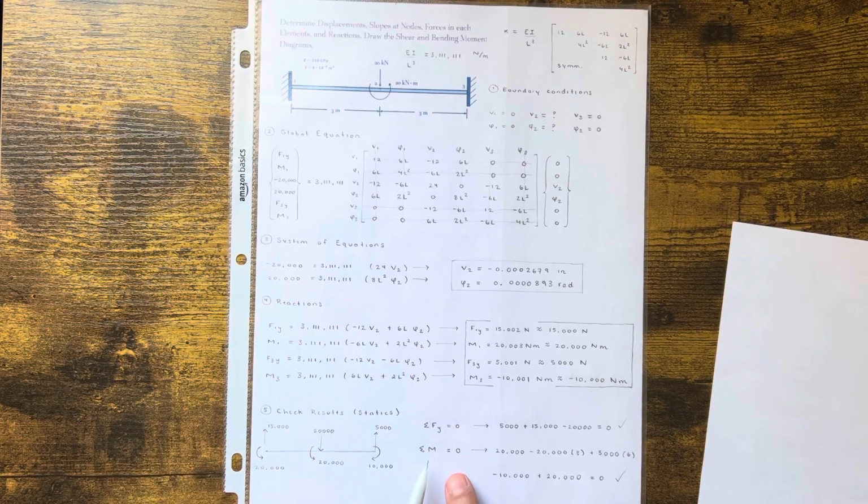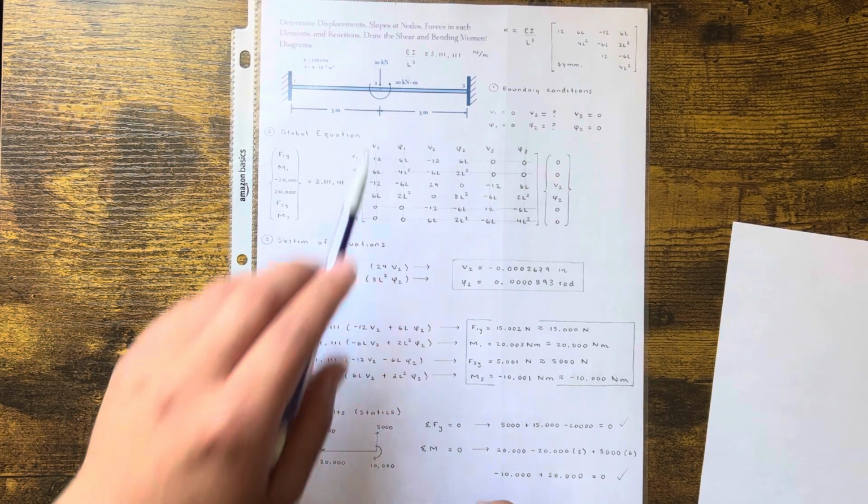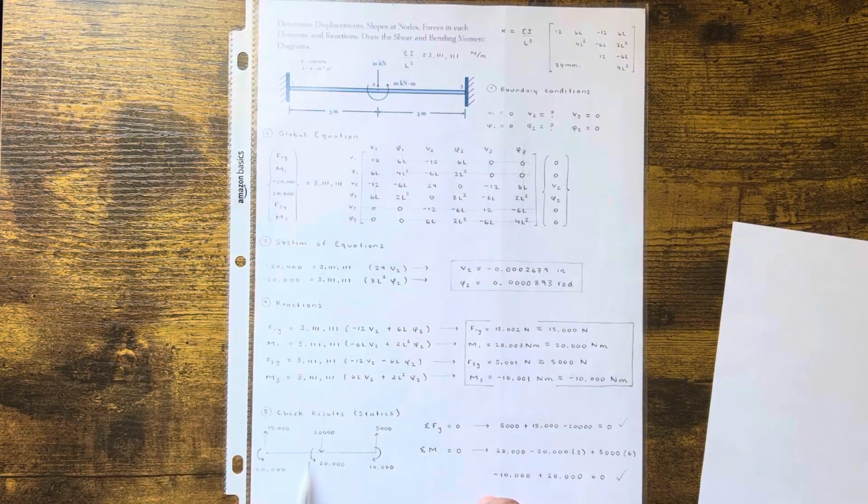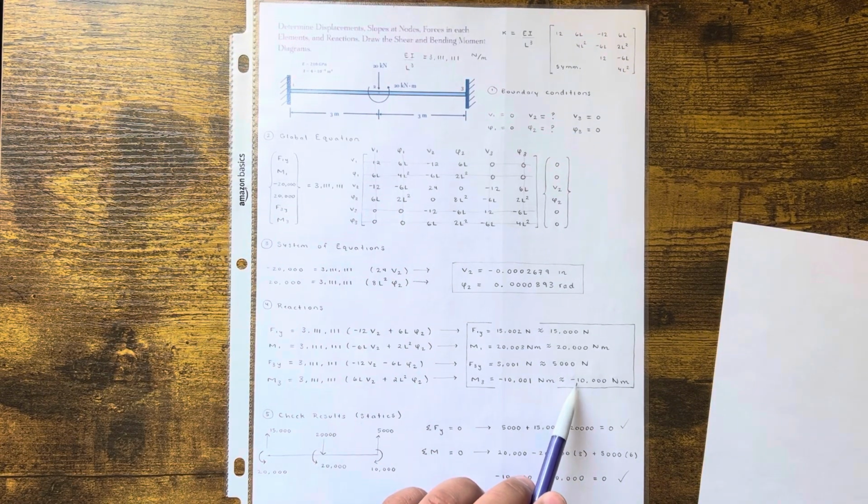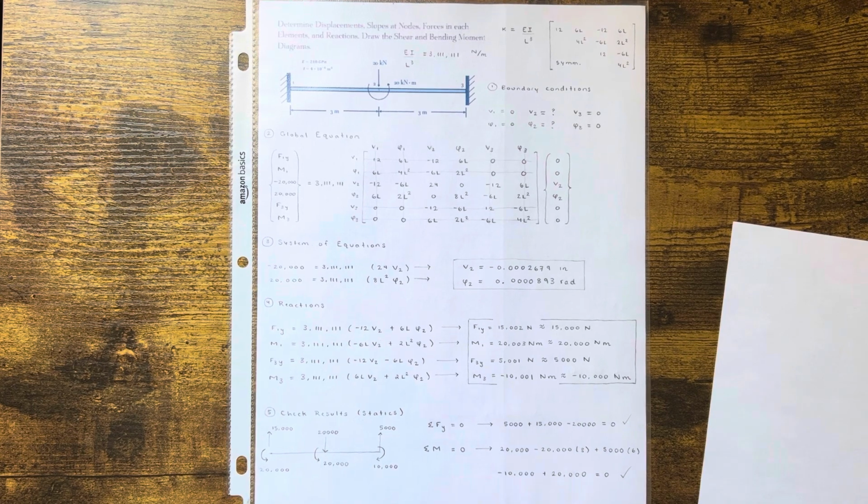And then let's do summation of the moments. You have the reaction, positive 20,000. So that's a counterclockwise moment. You have a counterclockwise already given, okay, 20,000. And then you have a clockwise moment going here, 10,000.